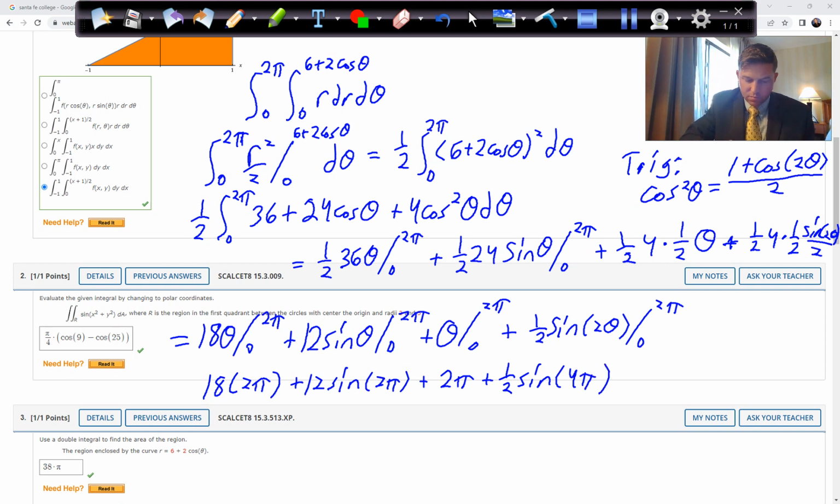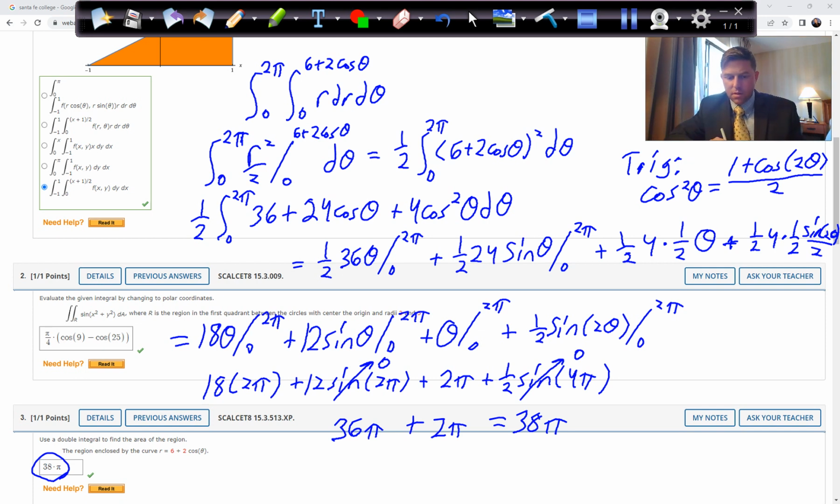Okay, and sine of 2 pi is 0, so that whole term goes away. Sine of 4 pi is 0, so that whole term goes away. So the only thing we're left with is 18 times 2 pi, which is 36 pi, plus this 2 pi, so the whole thing is just 38 pi. Okay, so that's how you would handle that particular trig polar problem.